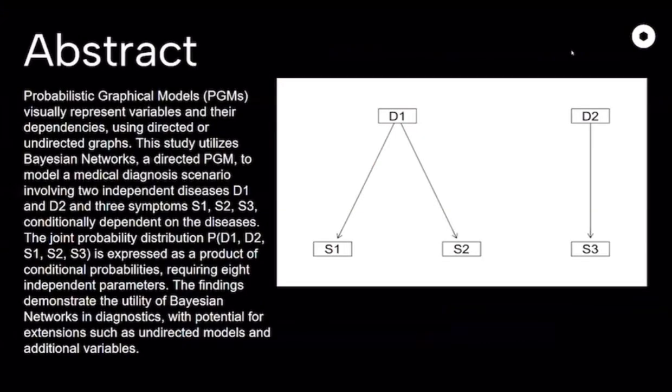PGMs visually represent the variables and dependencies, and we're doing a study that utilizes Bayesian networks to model a medical diagnosis scenario involving 2 diseases which are marginally independent and 3 symptoms that are conditionally dependent on their respective diseases. And it has 8 independent parameters.